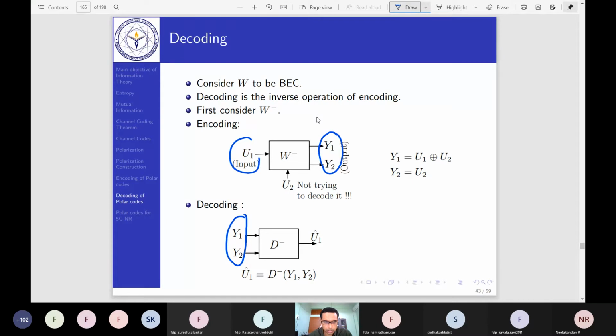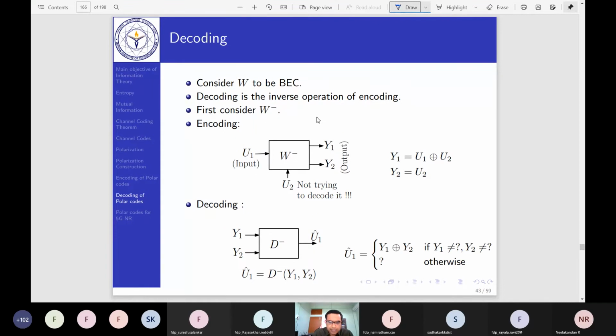U1 was the input to the encoder, and U1 hat is the output of the decoder. Now we have to find out this D minus. D minus acts on this Y1 and Y2 to produce the estimate of the first bit U1. So what will be the decoding rule for D minus? For the binary erasure channel it is very easy.